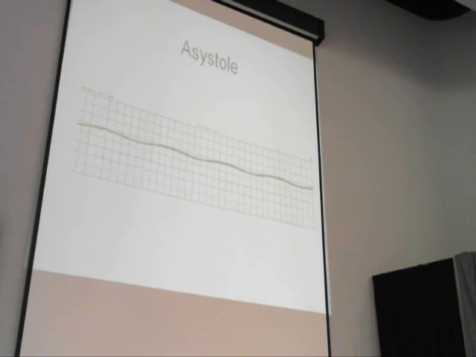Asystole. Again, make sure this is what comes up on the monitor screen. So check the patient, make sure they haven't removed the leads. Make sure that's exactly what's going on.